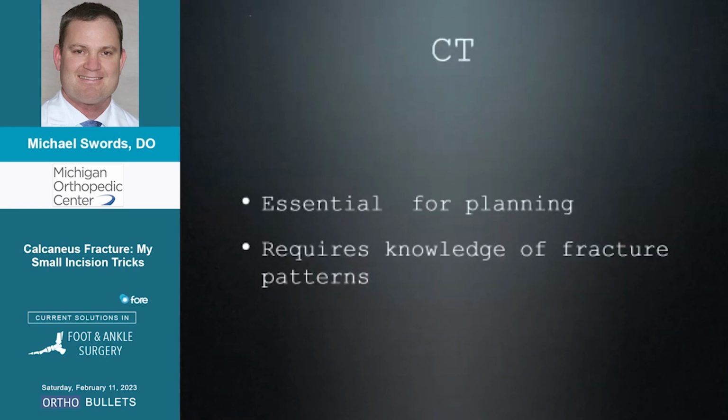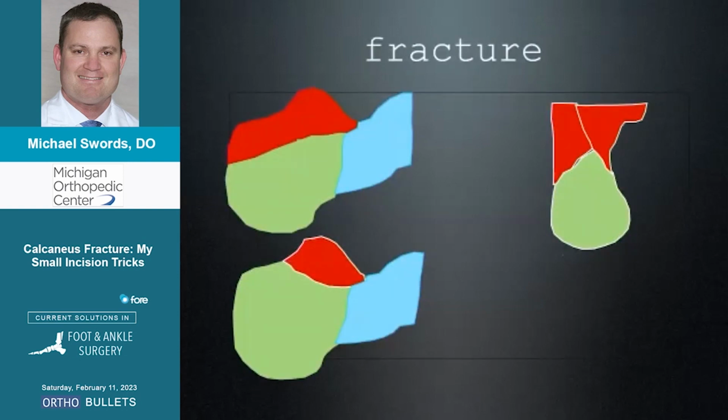CT is certainly essential for planning. It requires knowledge of fracture patterns and the ability to translate the information presented in the CT scan to what you're going to look at through your approach, whatever type of approach you choose to do. So here are some models of a fracture. The top one is a tongue type, where the posterior facet is hooked to the back of the calcaneus, and then the lower one is a joint depression.